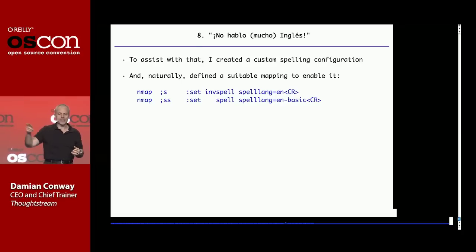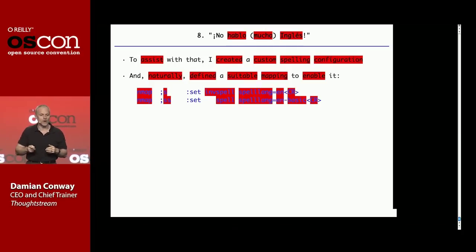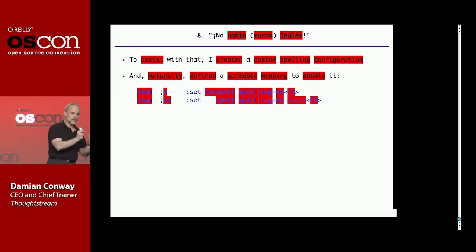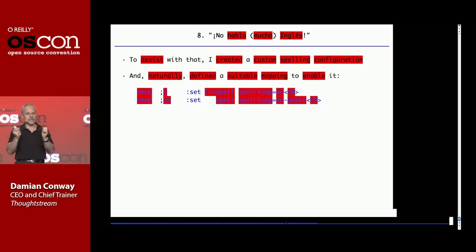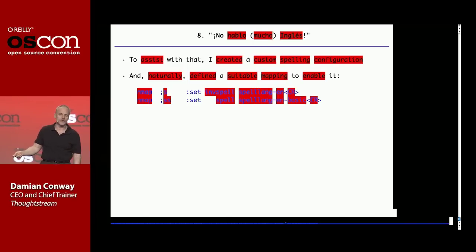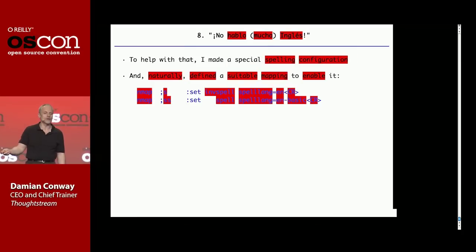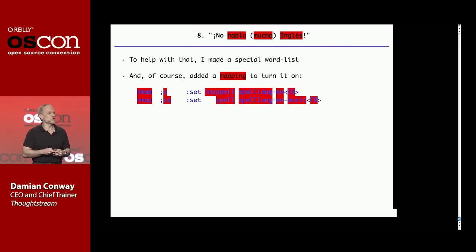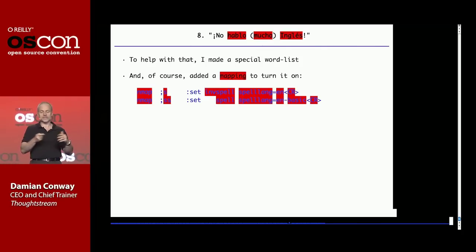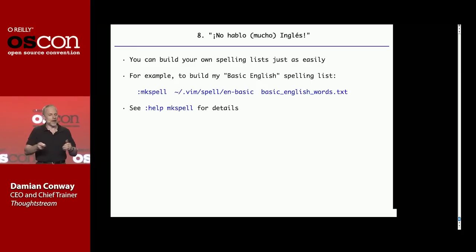And I created some mappings that allow me to turn it on. And when I turn it on, then all of the correctly spelled English words that are not in the basic English subset get highlighted as errors. And I can just go through and replace them with words that are acceptable and that simply removes the highlighting from them. This is the standard spell checker that's in Vim 7. So I'm not doing anything special. The only thing I did was make my own spelling dictionary. And of course I've got a mapping to turn it back off again when I'm happy with it.